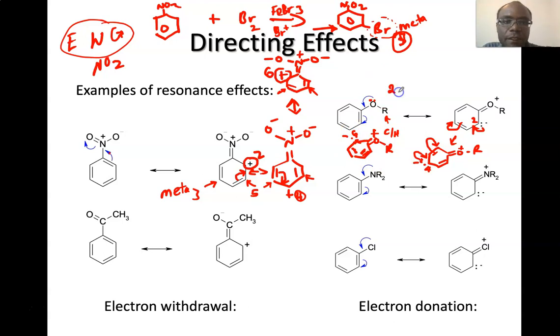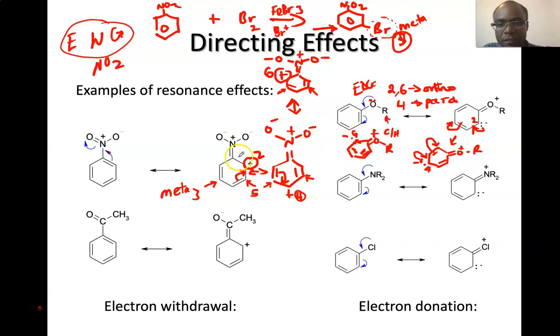Position 2 and 6 is ortho. Position 4 is para position, directly opposite to our reference group. Okay, so that's why whenever you have EDG, the electrophile will end up on position 2, 4, or 6. The two orthos or the para, because that's where you have a negative charge. You know, the electrophile is positively charged. This time the electrophile will be attracted to where the negative charge is.